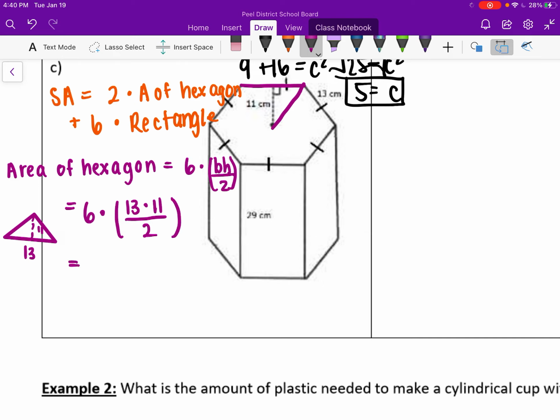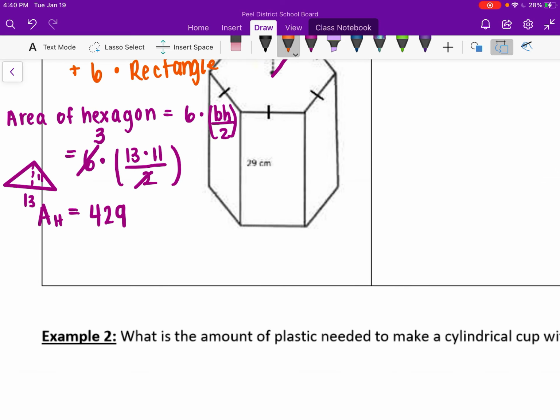So let's find the area of the hexagon. I think Victor pointed out you could just cancel that 6 and 2 out, so you're left with 3 up here. So 13 times 11 equals 143, times 3 is equal to 429. That is the area of the hexagon.